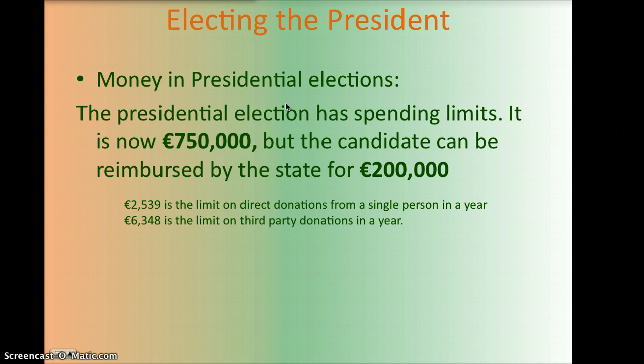So, money in presidential elections. The presidential election has spending limits. It is now £750,000, but the candidate can be reimbursed by the state for £200,000, which is almost kind of similar to how there's public funding available for running for president in America.